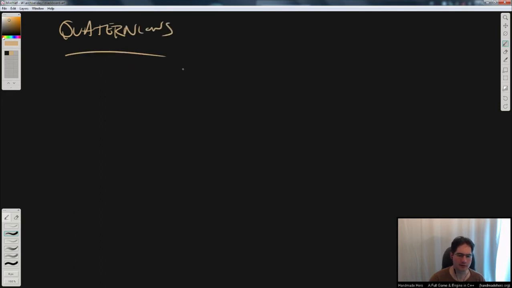So quaternions are really pretty simple at the end of the day. A quaternion is just a way of writing a vector times the sine of half the angle and the cosine of half the angle, right?